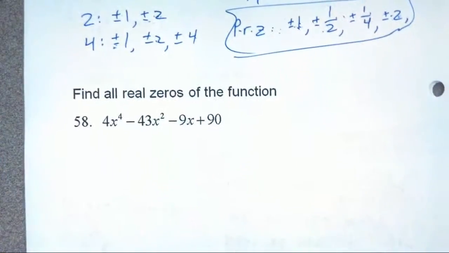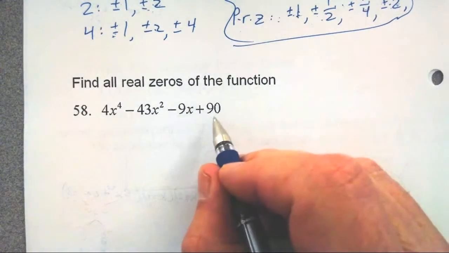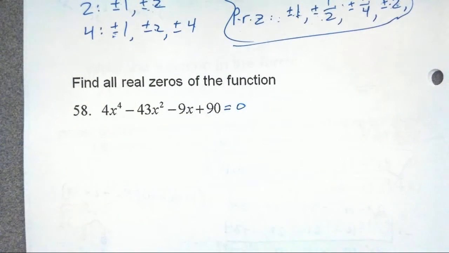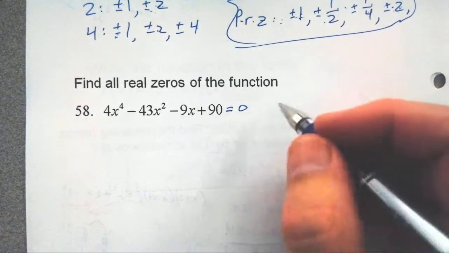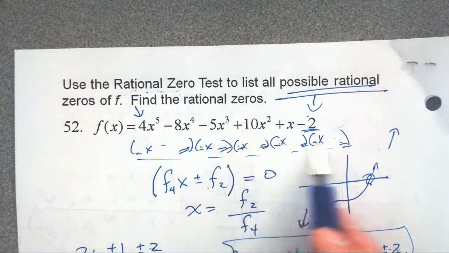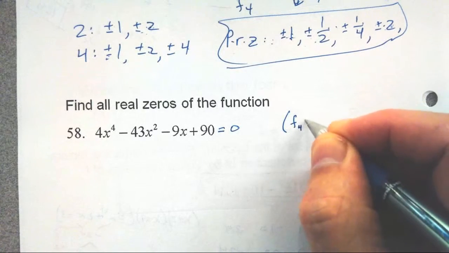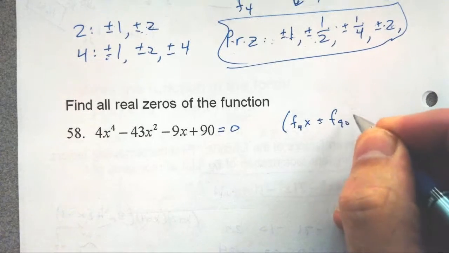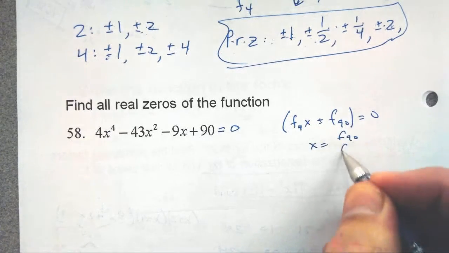All right, so find all the real zeros of the function. So here's how we're going to handle this. If I'm going to find all the zeros, I'm going to set it equal to 0. I might ask for all the possible rational zeros. And again, you can memorize the rule that we just went through, or make up your own rule and memorize it. But here's what I would say. If I had a linear factor, it would be a factor of 4x plus or minus a factor of 90. If I set that equal to 0, then x is a factor of 90 on a factor of 4.